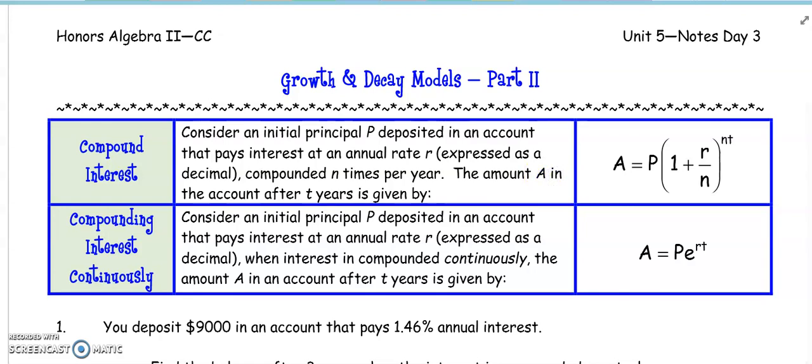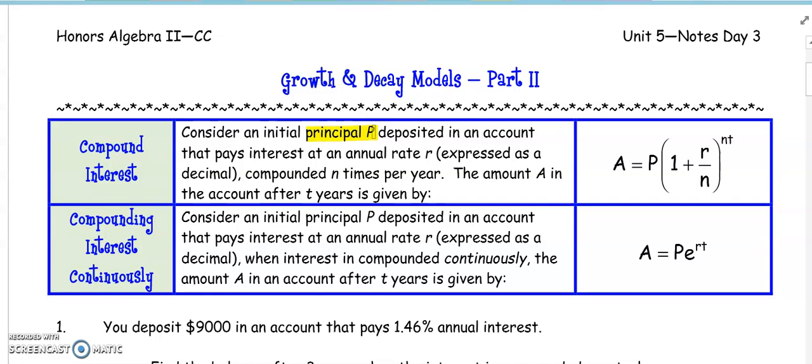Mrs. Delzati here. Today we're taking a look at growth and decay models. Specifically, we're going to be talking about money, how we compound interest. So we're going to consider an initial principal amount. That is the amount we are starting with. P is for principal, all right?